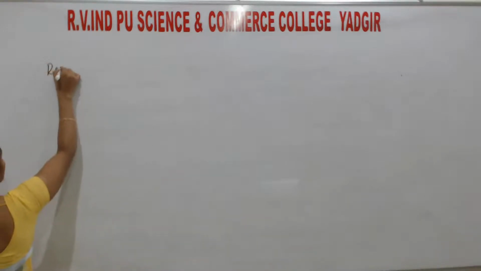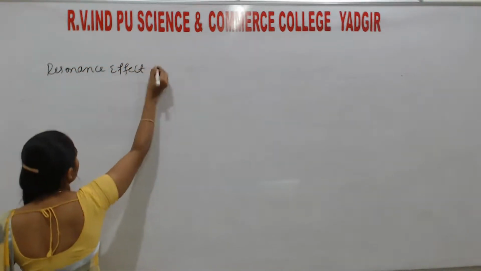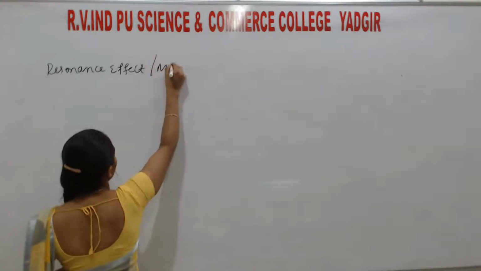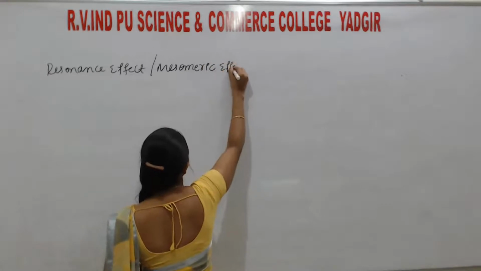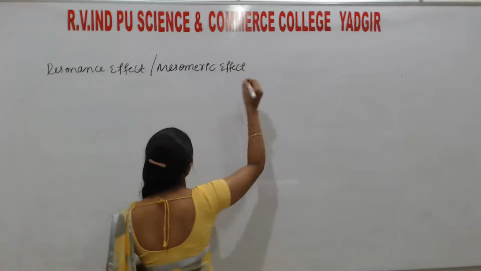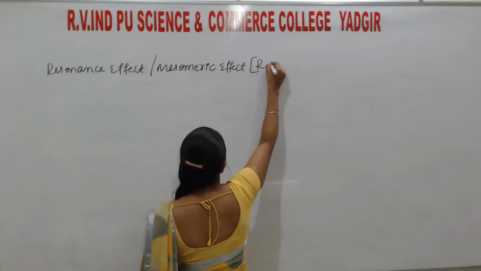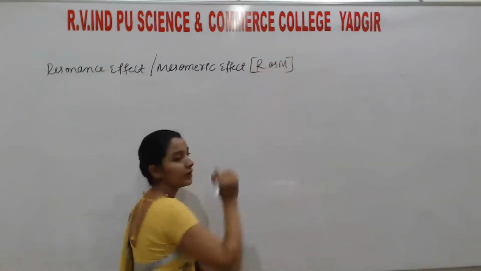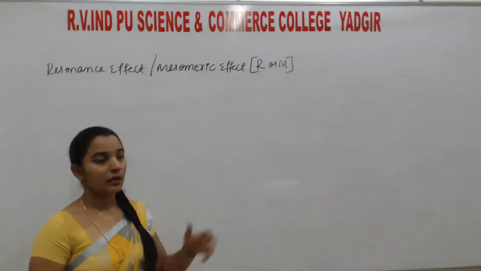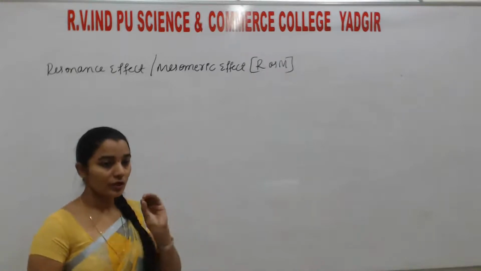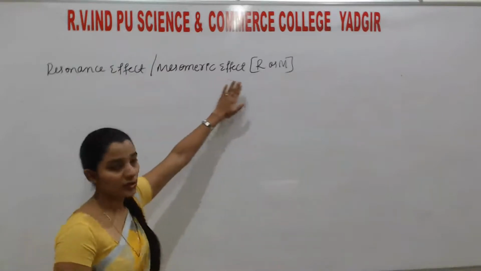Okay, so the resonance effect, also called the mesomeric effect. Resonance effect and mesomeric effect are represented by R. In this there are also types: one is plus R or plus M, and minus. So initially I will explain what the mesomeric effect and the resonance effect are.